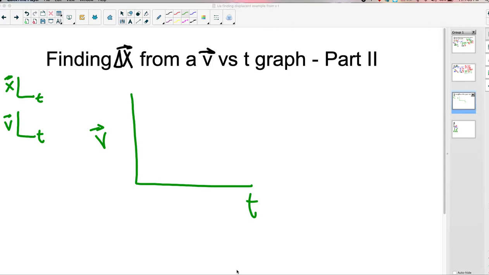We're going to continue discussing how to find displacement from the area under a velocity versus time graph. Now, in class and in previous videos, we've talked about if an object was speeding up in a positive direction, we might have a graph that looks like this, and the velocity versus time graph would be directly proportional, right?